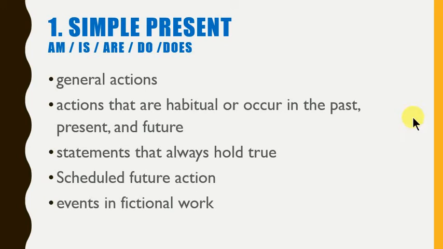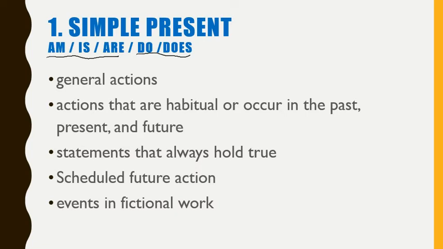The most obvious place to start when talking about tenses is the simple present tense, and that's because it's the form that we're most familiar with. It's the basic tense of where we are right now. So the simple present is your am, is, are for the state of being verbs, and the do and does for the action verbs.